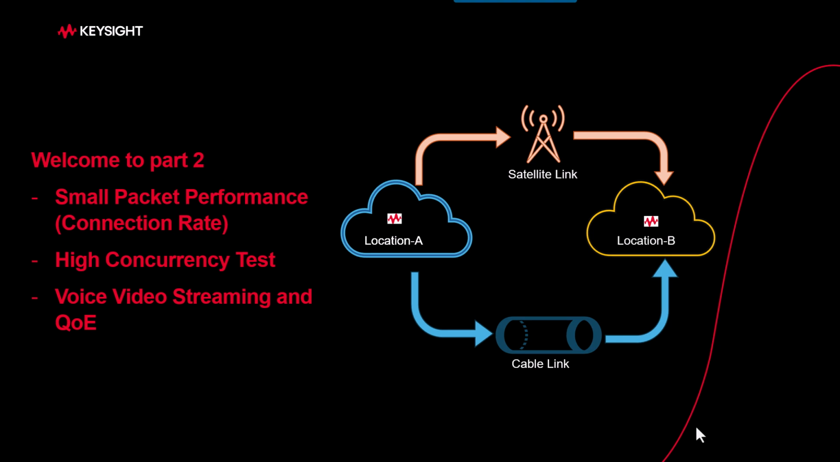Welcome to part 2 of this video series, Long Distance Performance Testing. This is a continuation of part 1, so if you have not seen part 1, I suggest you see it and set the context. In this part, we are going to run 3 different tests. One is the small packet connection rate, the second one would be high concurrency, lots of users leveraging the network, and then we'll have a quality of experience, voice and video streaming, over this long distance network. Let's get to the first test.